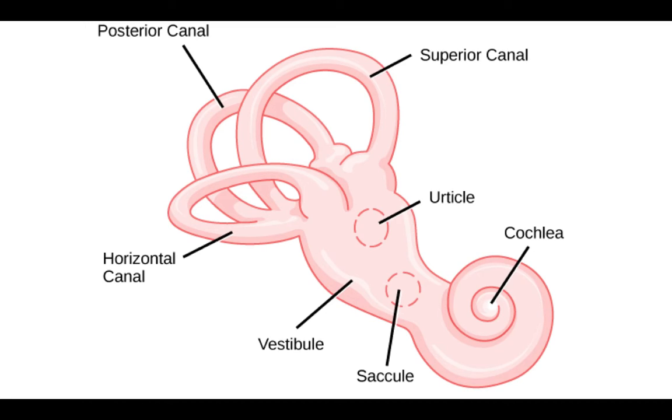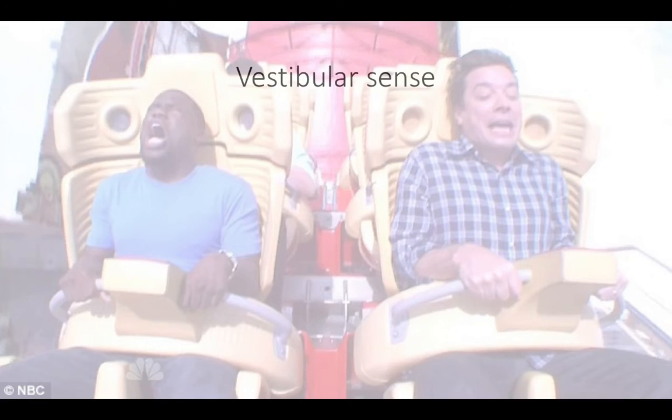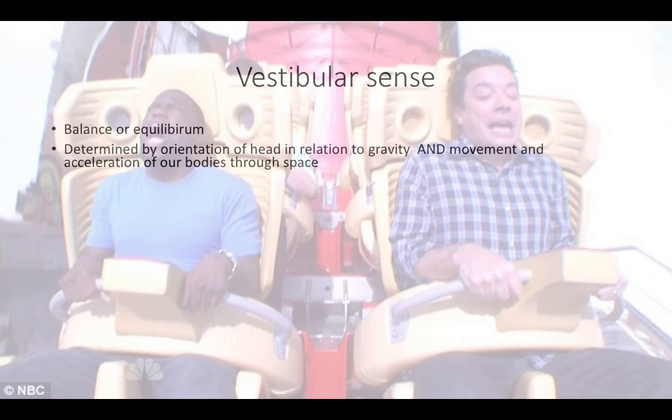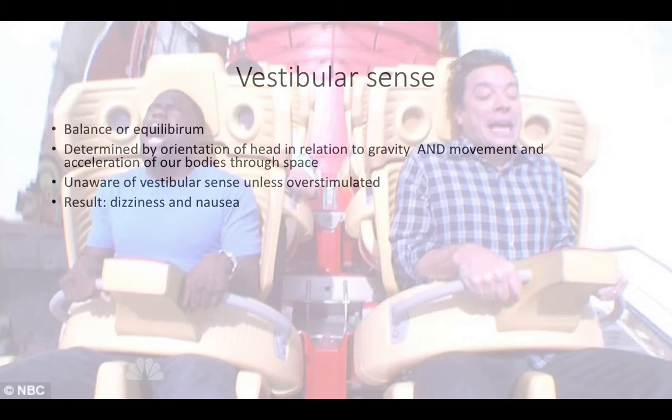In terms of the vestibular sense, that's our balance and equilibrium. That is determined by the orientation of the head in relation to gravity, as well as the movement and acceleration of our bodies through space. We tend to be unaware of our vestibular sense unless it's overstimulated, like in a roller coaster ride. So that's just the text of what I just explained. And the result for that would be dizziness or nausea. That's the experience of the vestibular sense.